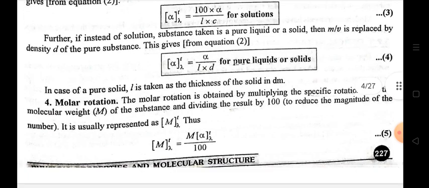Fourth is molar rotation. The molar rotation is obtained by multiplying the specific rotation with the molecular weight m of the substance and dividing the result by 100 to reduce the magnitude of the number. It is usually represented as M T lambda. Thus, M T lambda is equal to m into alpha T lambda upon 100. That is equation 5.